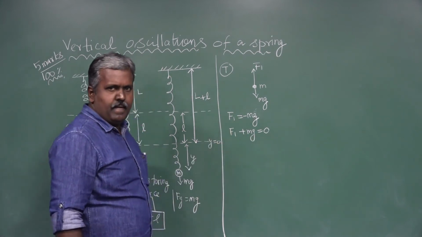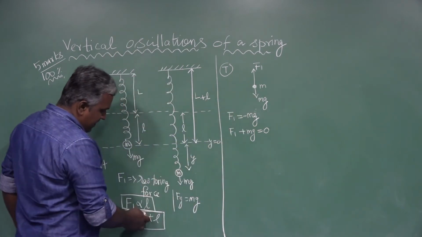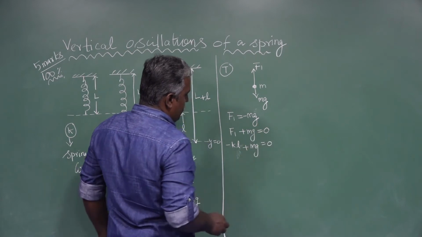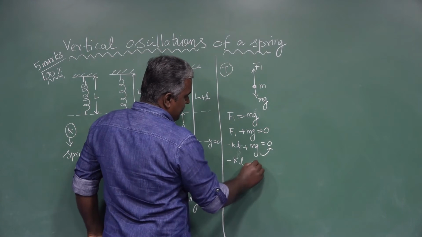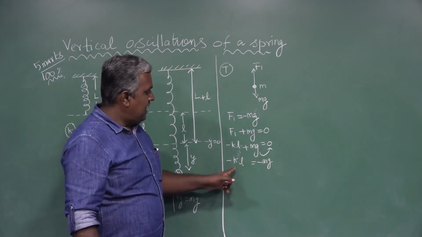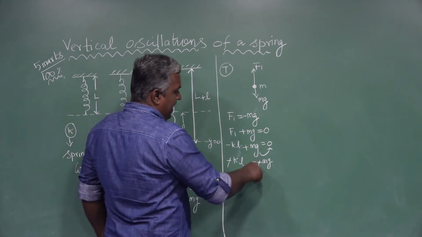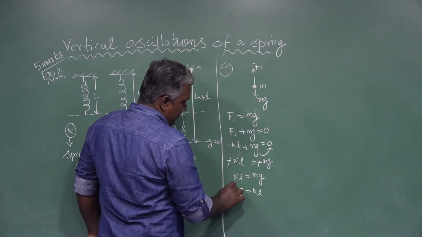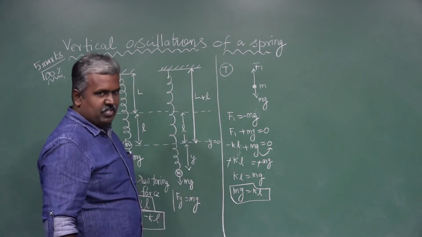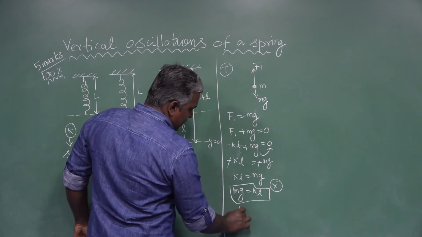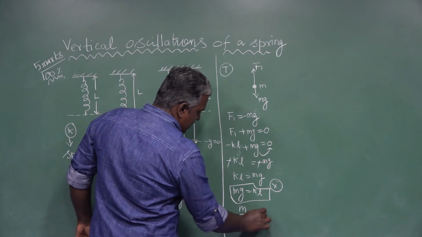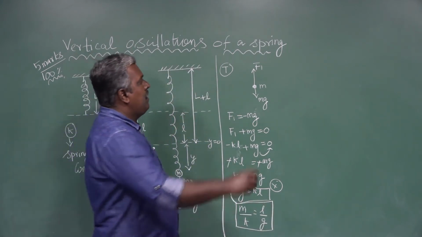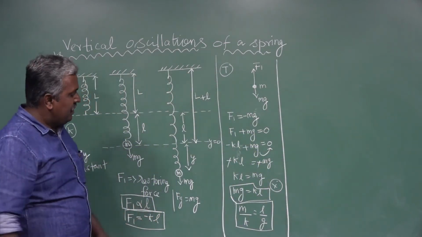F1 plus mg is equal to 0. Okay, F1 value, very good, minus K l plus mg is equal to 0, or minus Kl minus mg... minus Kl is equal to minus mg, minus minus cancel, so what is the remaining? Kl is equal to mg, or mg is equal to Kl. Okay, very very important equation this. Or m by k is equal to l by g. Okay, that's all. The next, listen here, very simple this. m by k is equal to l by g.